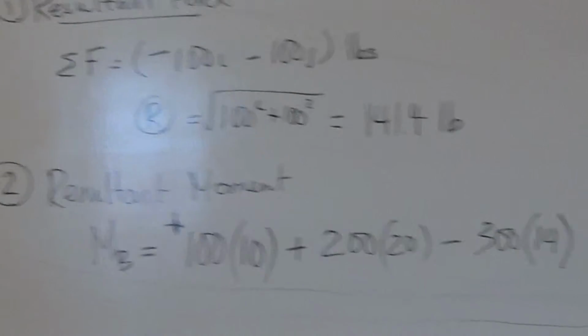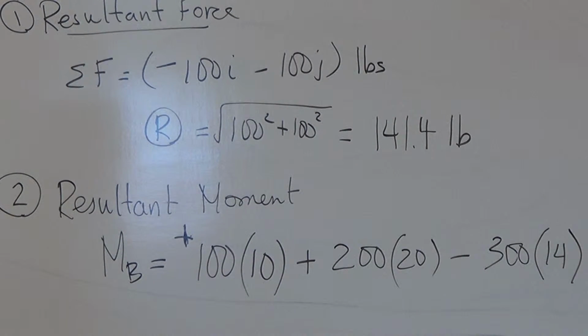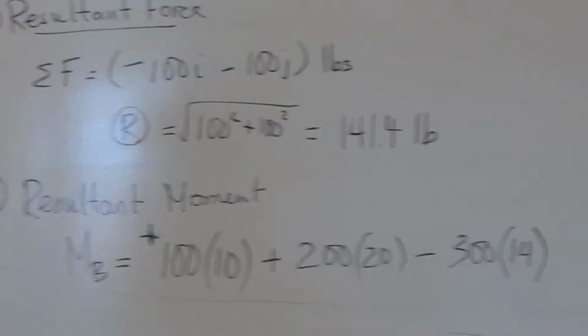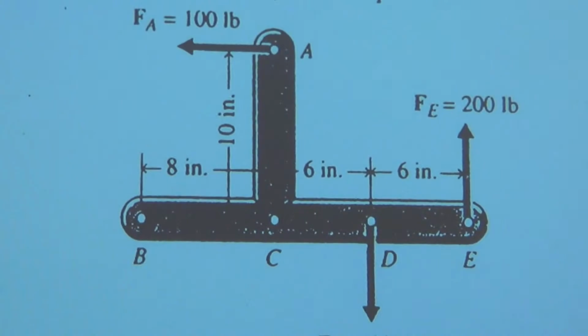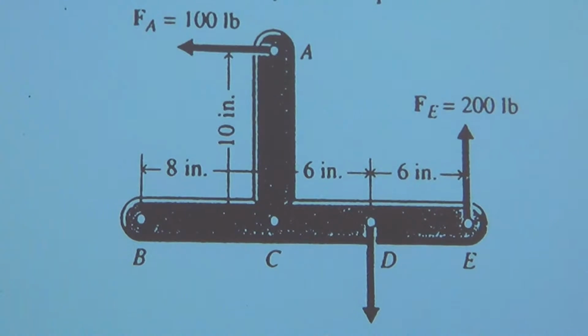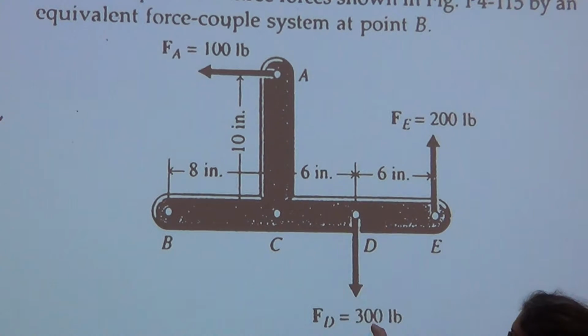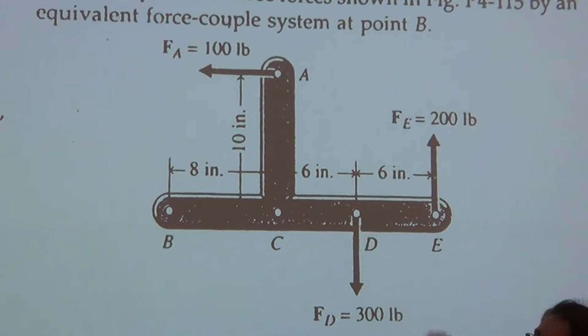Couples. Look at the couple. Claire, you want to tell us what you would do? I would split up the 300 into 200 and 100, and use the two 200 couples, so it'd be 200 times 6, positive or negative? Positive, right? And then you would have this leftover 100, and you'd have to multiply it by 14, negative, and still keep that 100.